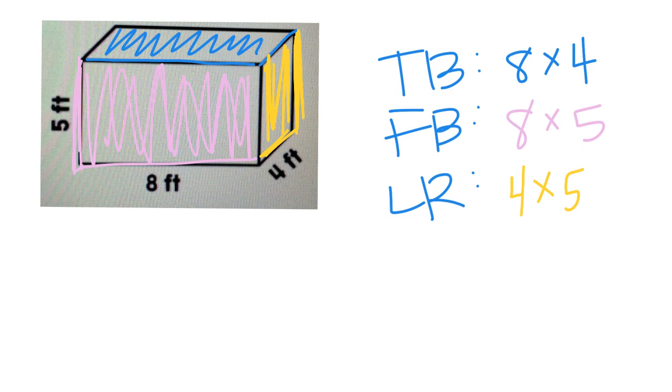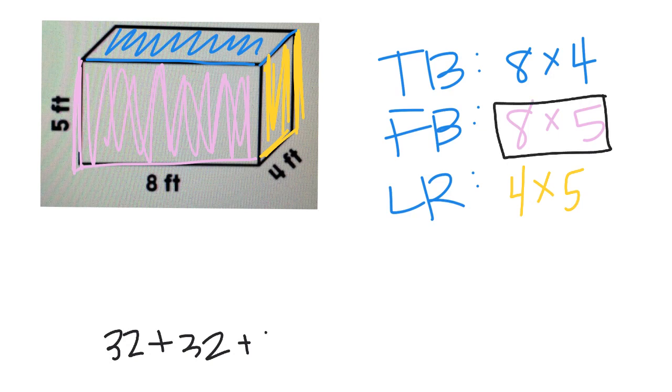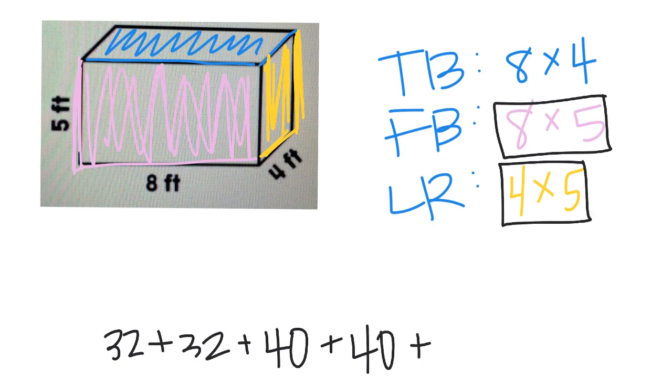So top and bottom was 8 by 4 each, which tells me 32 area for the top, 32 area for the bottom. Front and back were 8 by 5, which I know 8 times 5 is 40, so the front is worth 40, the back is worth 40. Left and right was a 4 by 5, so 4 times 5 is 20, so the left had an area of 20, and the right had the area of 20. So now I just need to add.